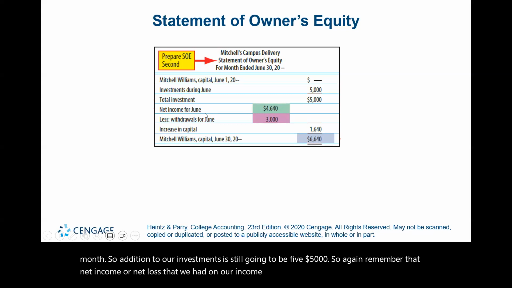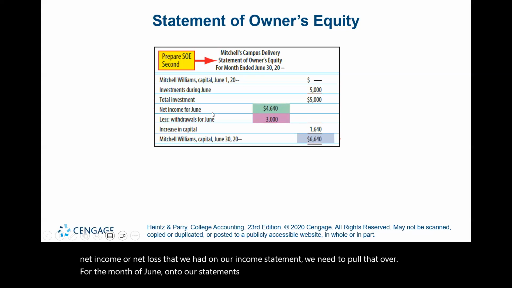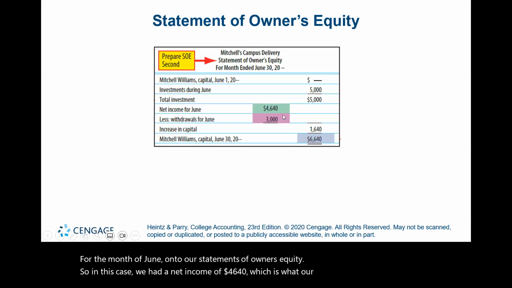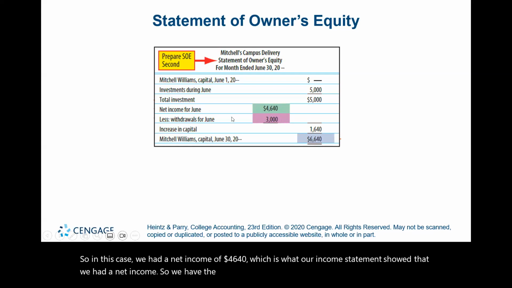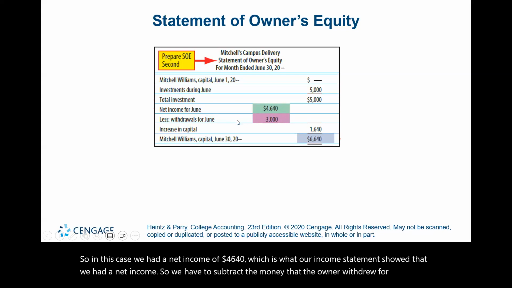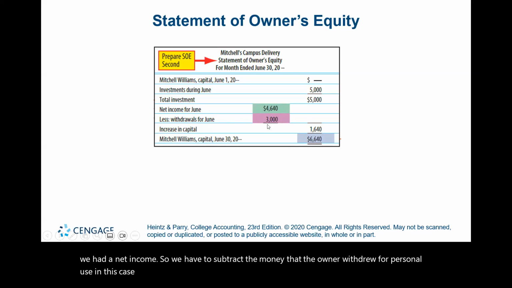We need to pull that over for the month of June onto our statement of owner's equity. In this case, we had a net income of $4,640, which is what our income statement showed. So we have to subtract the money that the owner withdrew for personal use. In this case, Mitchell withdrew $3,000 for personal use.